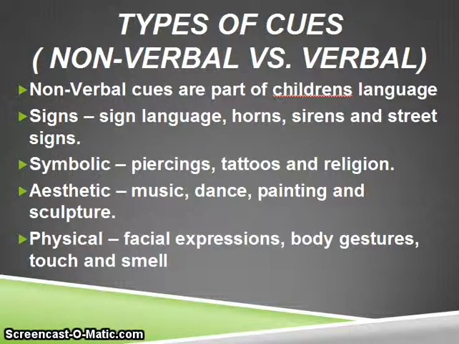Signs consist of sign language, horns, sirens, street signs, and those continue. Symbolic can consist of piercings, tattoos, religion. Aesthetics could consist of music, dancing, painting, and even culture. And finally, physical can consist of facial expressions, body gestures, touch, and smell.